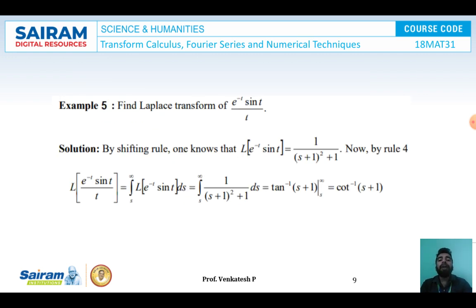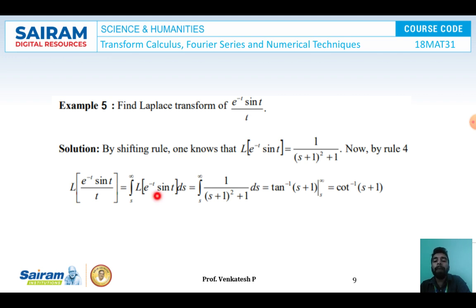Next example, find the Laplace transform of e power minus t sine t by t. Here, by applying the shifting rule for the numerator, that is the Laplace transform of e power minus t sine t, we got 1 by s plus 1 whole square plus 1. Now to simplify this complete part, I am going to use rule number 4, that is the Laplace transform of e power minus t sine t by t will be equal to integral s to infinity of the Laplace transform of e power minus t sine t into ds.